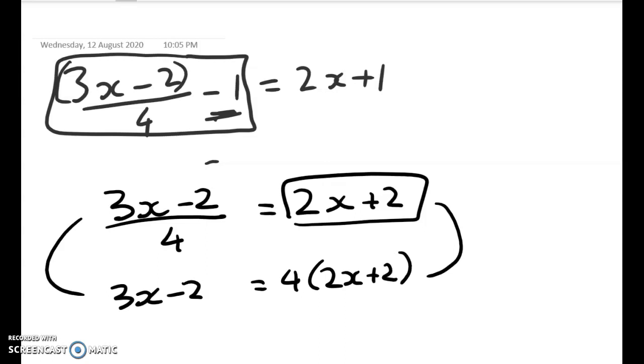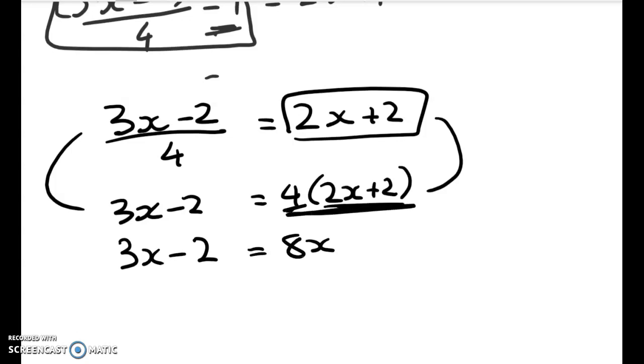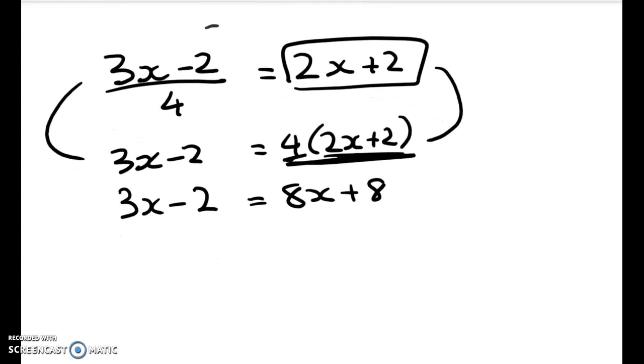I'm assuming if you're watching this that you're pretty comfortable with 2 steps and expanding brackets. If you're not, go back and watch some of the relational videos first. Here, we've got 4 times this, so we're going to expand the brackets. We get 8x plus 8. Now we're down to just a simple x's on both sides one. Obviously lots of things we can do here, but I'm going to add 2 to both sides. So 3x is equal to 8x plus 10.